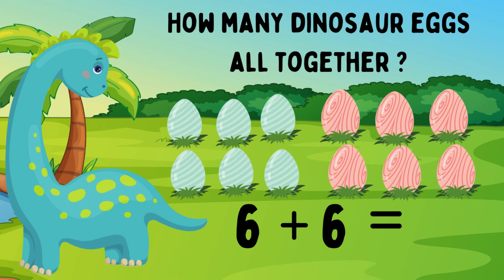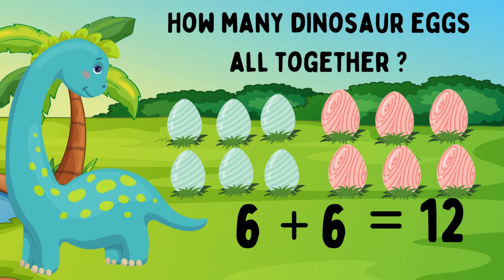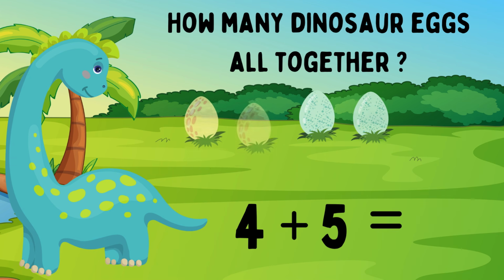Problem number 7. How many dinosaur eggs are there altogether? 6 eggs plus 6 eggs equals what? The answer is 12. 6 plus 6 equals 12. Way to go.